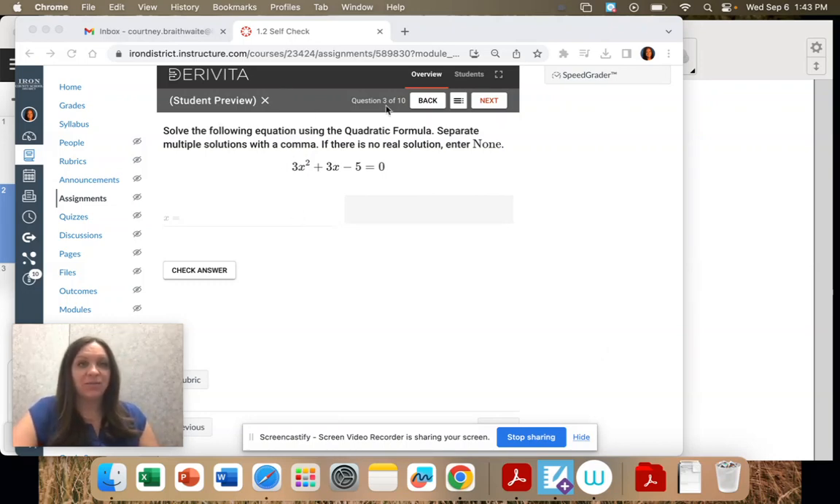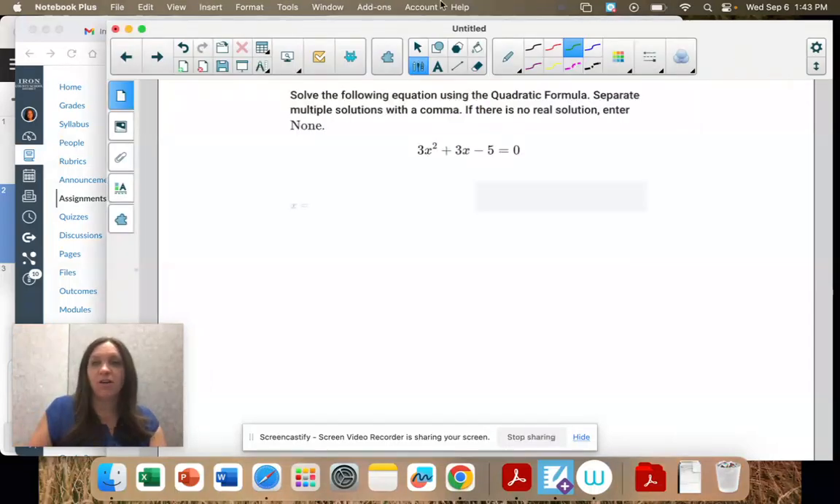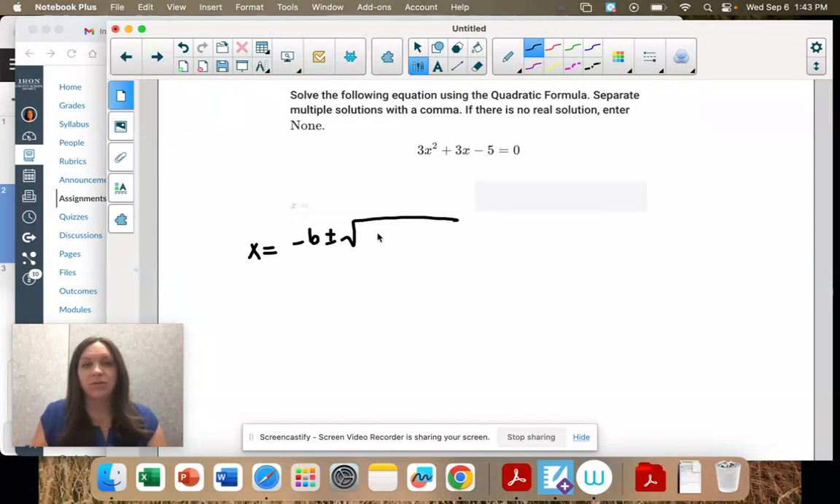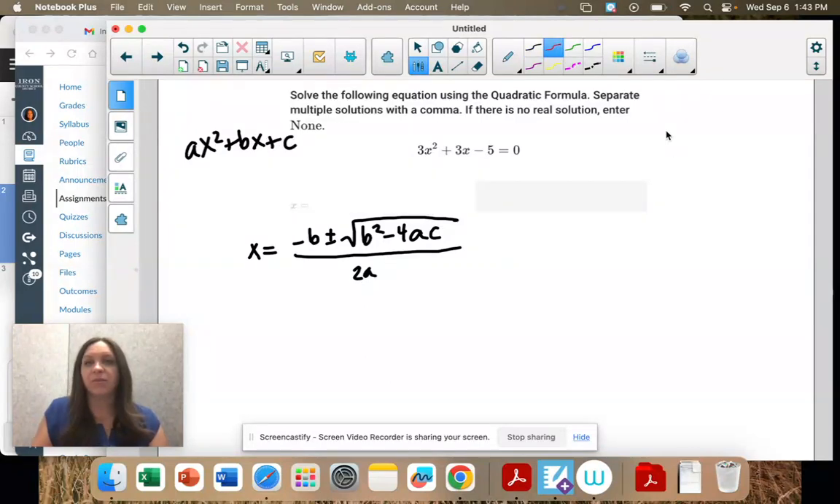Okay, more of the same. Solve using the quadratic formula. Separate multiple solutions with a comma. So x equals negative b plus or minus square root b squared minus 4ac, the whole thing divided by 2a. And standard form helps us see where a, b, and c go.